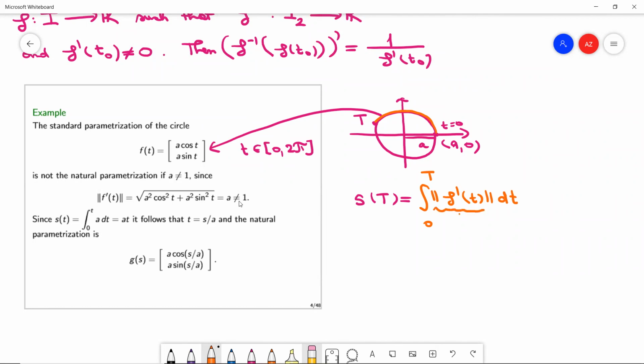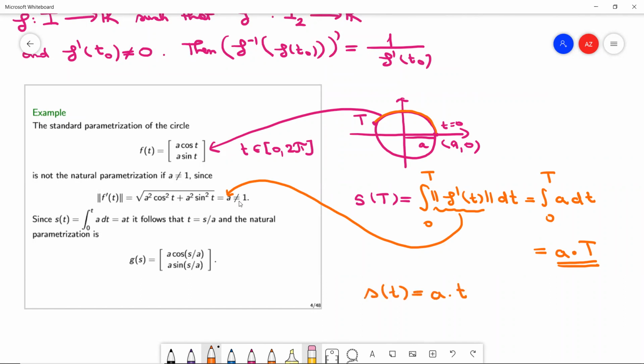We already know from this calculation here that the norm of f derivative t is a. So this is the integral from 0 to capital T of a dt. We integrate a constant function, so it's just a times capital T, because the integral of the constant function is t, and then we plug in the upper and the lower limit, and what we get is a times t. Which means that s of t is then a times t.